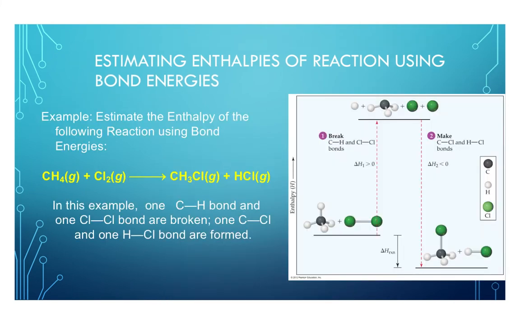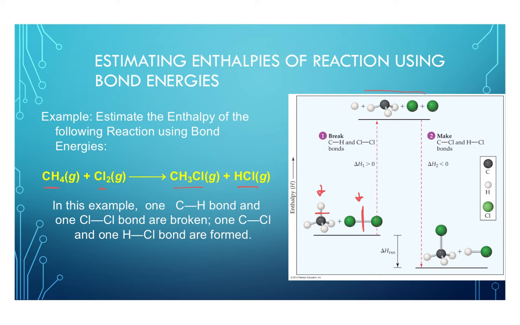All right, so for our example, we're going to estimate the enthalpy of the following reaction, the reaction of methane with chlorine gas. So here's our methane molecule, CH4, and chlorine, Cl2. When we split this apart in order to make our products, methyl chloride and hydrogen chloride, we need to break this chlorine bond, and we need to break one of the carbon-hydrogen bonds. Okay, so we go ahead and do that. Those are our bonds that are broken.